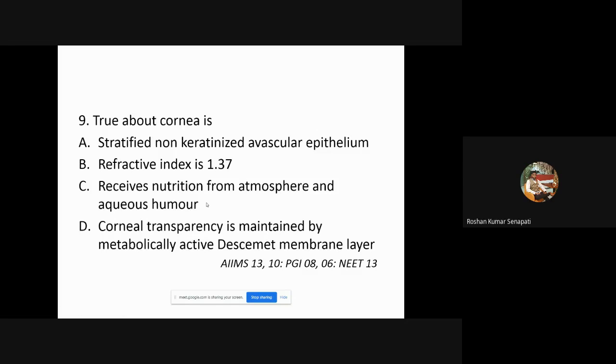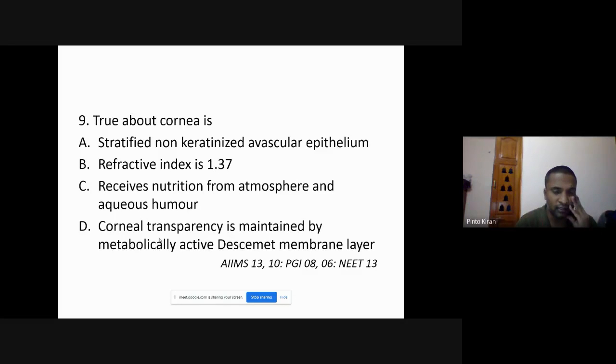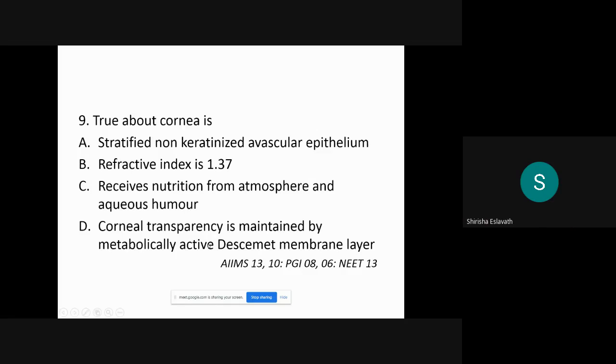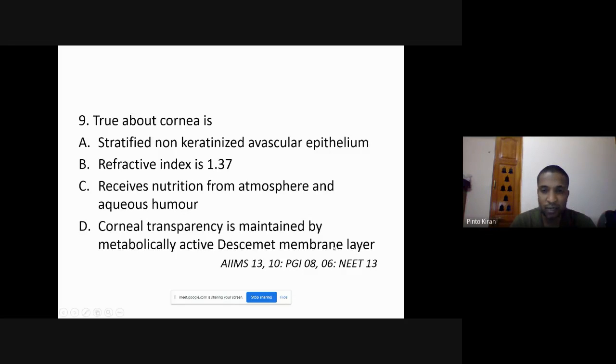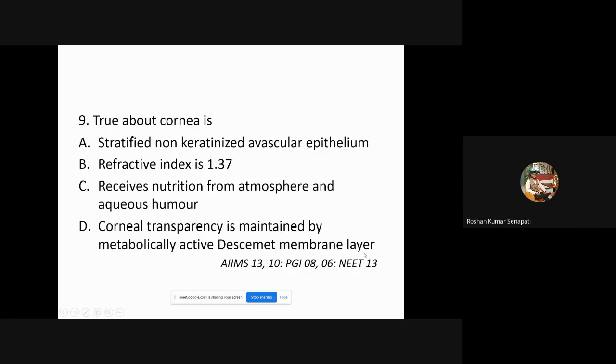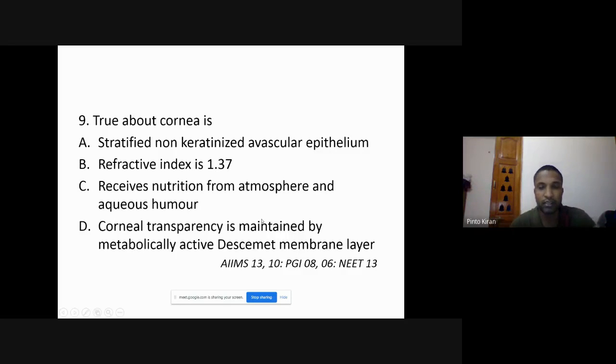So refractive index 1.37. Sometimes we can answer just with common sense. I told you in the beginning, the corneal transparency is maintained by the metabolically active endothelium. The descemet membrane is nothing but a membrane secreted by the endothelial cells. It's just a basement membrane. It demarcates between the stroma and the endothelial cells. It doesn't have any role.